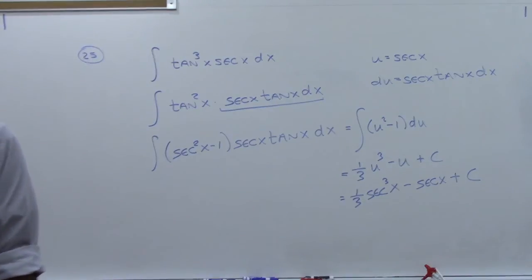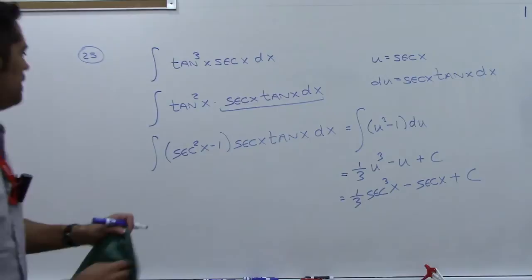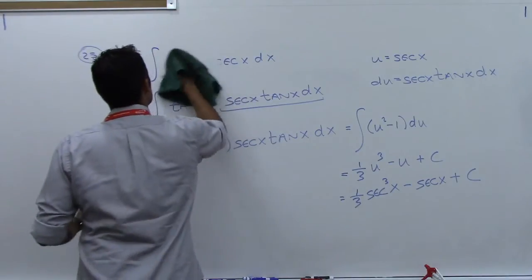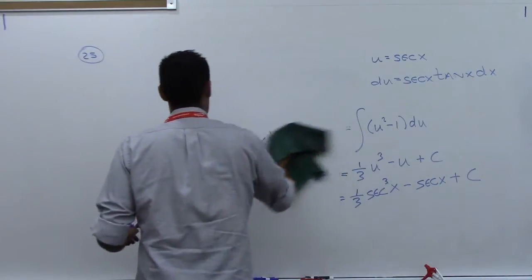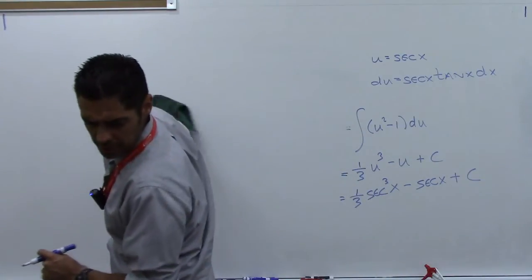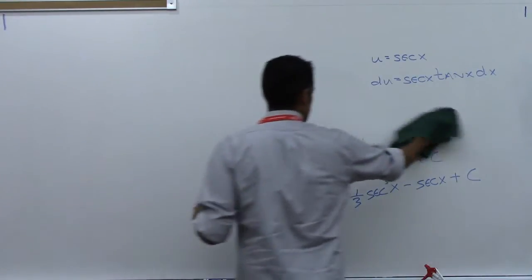And then 27 is tangent to the fifth. Just tangent to the fifth. Or I should say number 27? Number 27 is just tangent to the fifth.